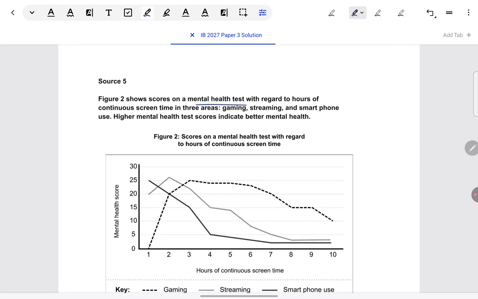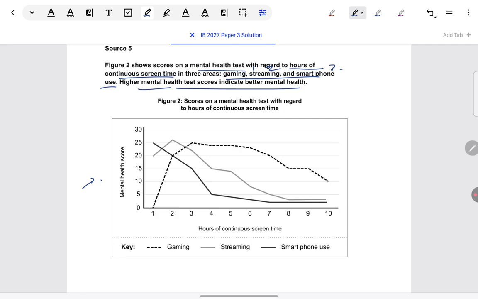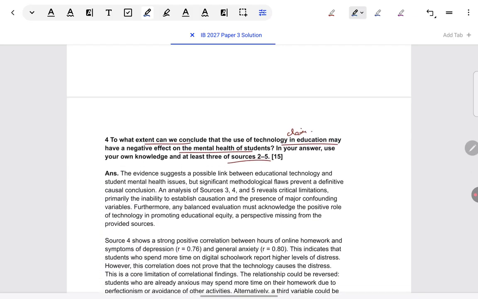This figure shows mental health tests with regards to hours of continuous screen time in three areas: gaming, streaming, and smartphone use. So, people have been given mental health tests, and then that has been linked with these three areas. Higher scores on the tests indicate better mental health. You can read the graph, take your time to read it. I'll just quickly show one example of what we should be looking at. Those who've been gaming, the more hours they keep on gaming, the worse their mental health gets. We can see it from the declining line. In this way, you can see the results for the light line, streaming, and for the dark line, smartphone use, also.